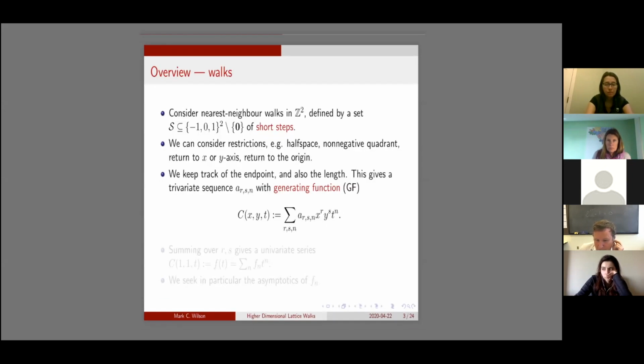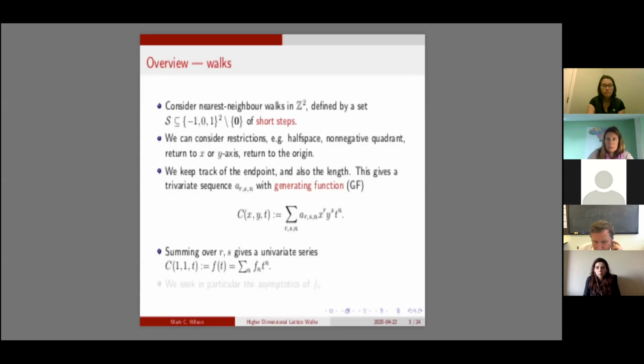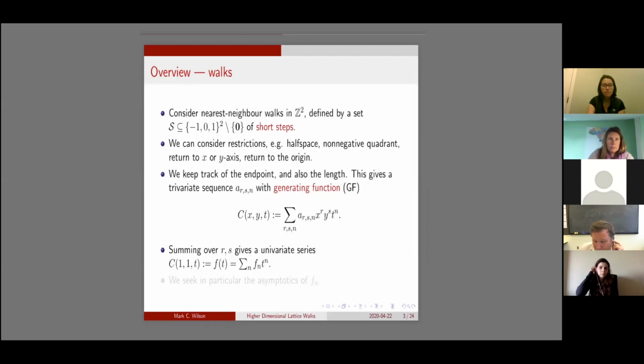We're going to keep track of the endpoint. We're going to try and enumerate these. We can look at the endpoint r, s, let's say, in the two-dimensional case, and we also have this variable t, which is keeping track of the length, the number of steps. If we forget about the endpoints, then we're just looking at the number of steps. We're looking at these numbers f_n, and in particular, we want to look at the asymptotics of those. So that is the big picture.